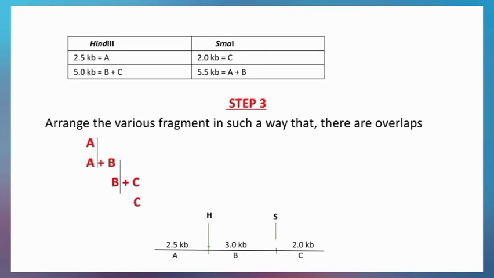Now let's place the SMA1 enzyme at this particular location too. When you place SMA1 here and read the fragments towards the left side, we are going to get the 2.5 and then the 3.0 fragments. When you sum them up, we get the 5.5 kilobase fragment that was obtained from the single digestion by SMA1. And to the right, we have our 2.0 kilobase fragment. So this is all we have to do when it comes to restriction mapping of a linear DNA molecule.